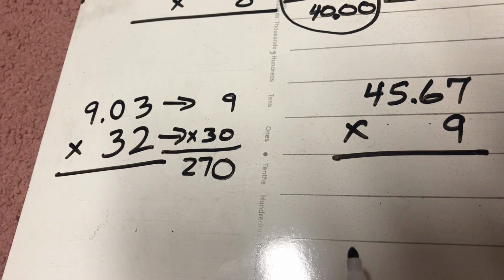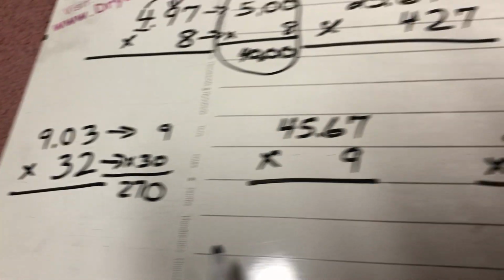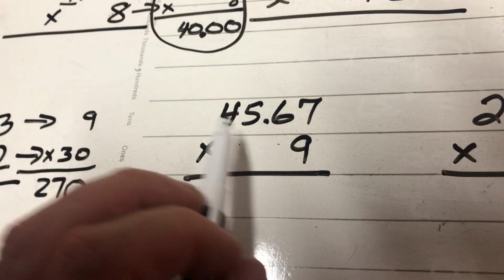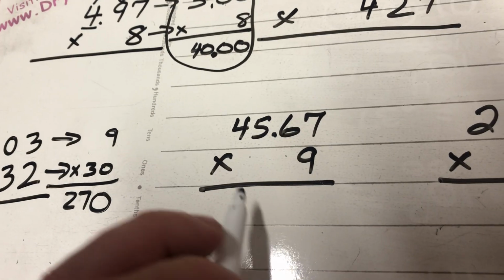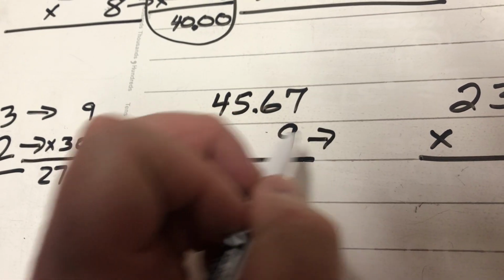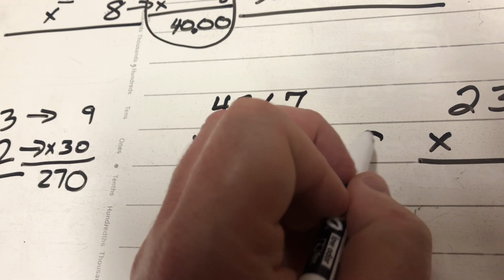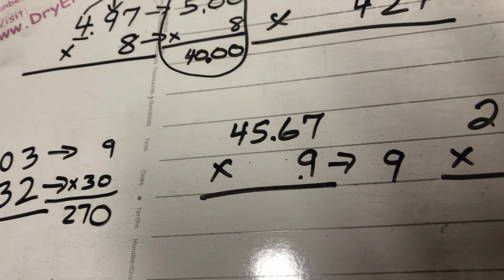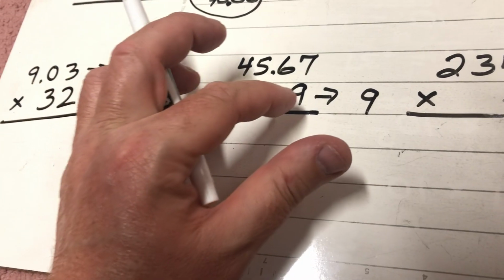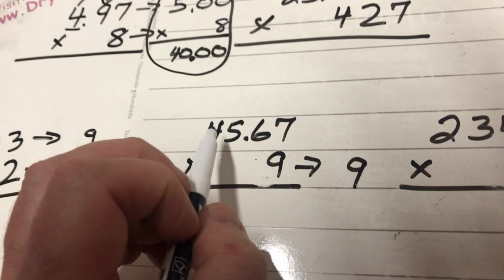The estimated answer is 270. I go to my next one, 45 and 67 hundredths times 9. Well, I know that this is a one-digit number, so my 9 is going to stay the same. Okay, one-digit numbers stay the same.